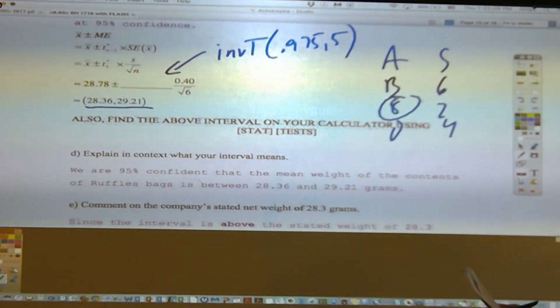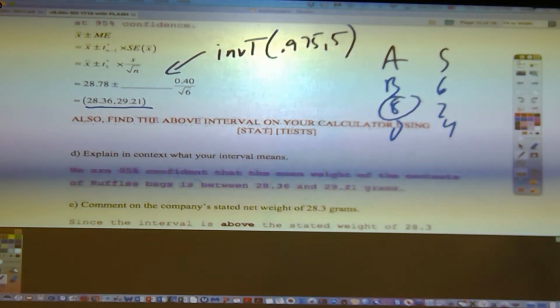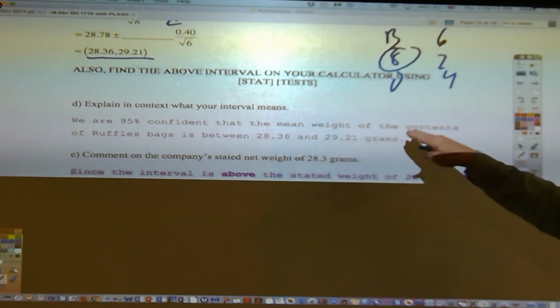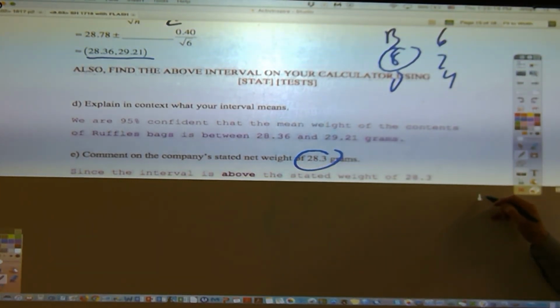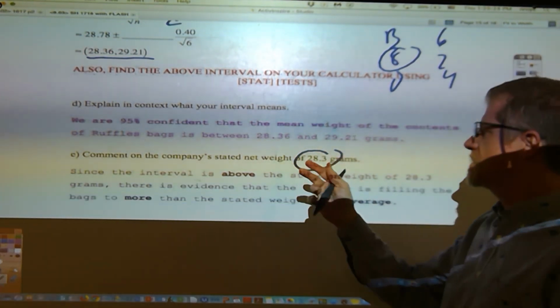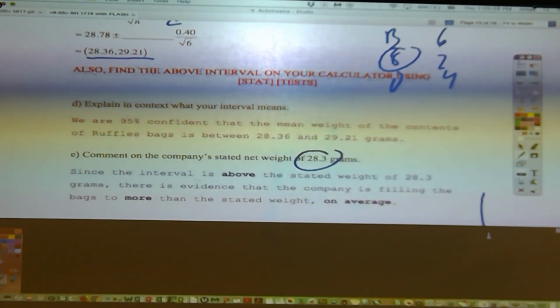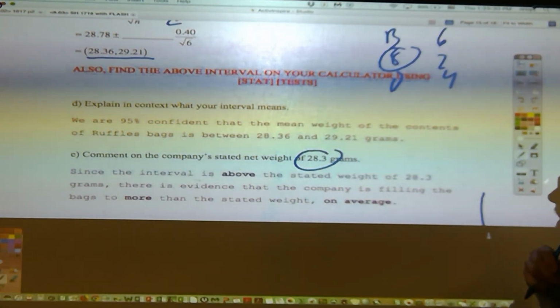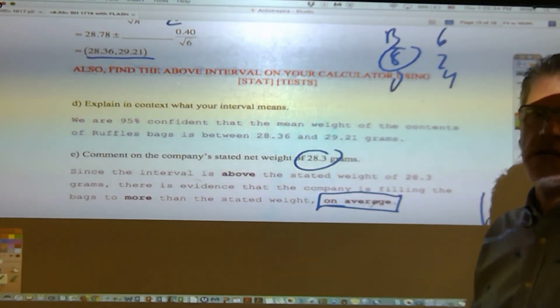So explain in context what this means. It means we're 95% confident that the mean weight of the contents of Ruffles bags is between these values. Does that contain 28.3? Since the interval is above the stated weight, both endpoints are above the hypothesized value, then there is evidence that the company is filling the bags to more than the stated weight on average. It's important terminology there.